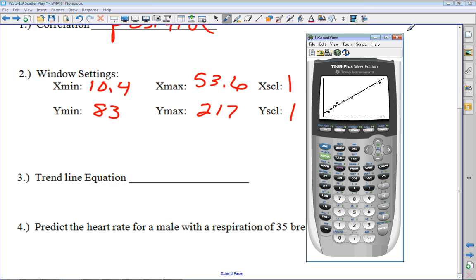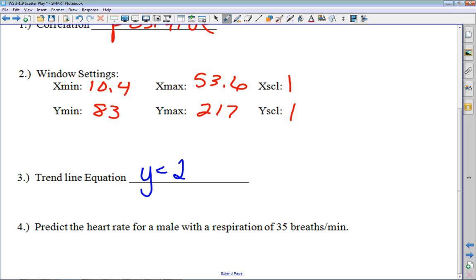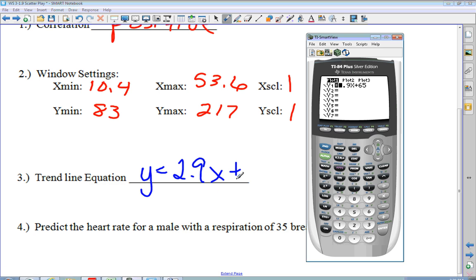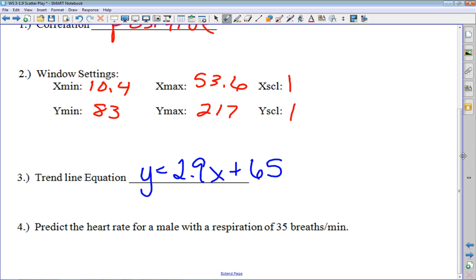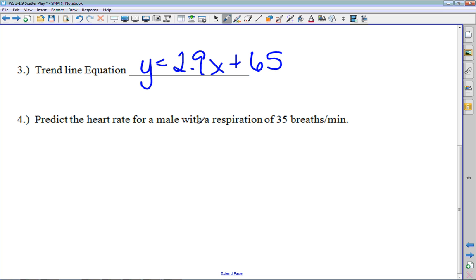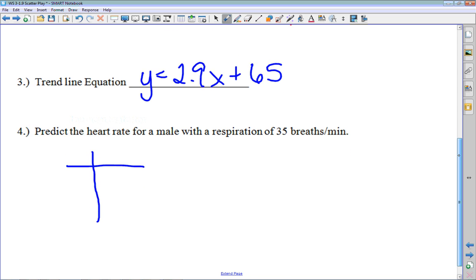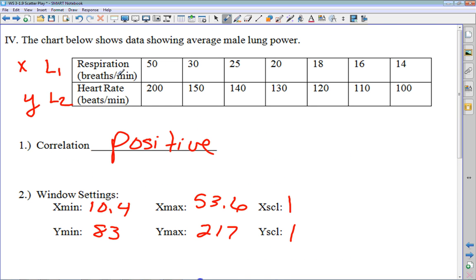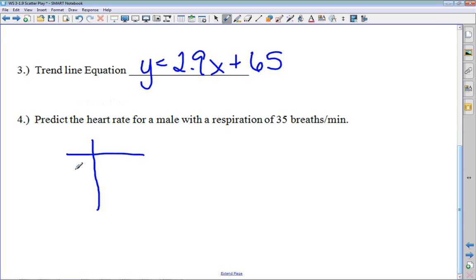So my equation for my trend line, remember, because a trend line is just an estimate, I have y equals 2.9x plus 65. Now, it says, predict a heart rate for a male with a respiration of 35 breaths per minute. Well, where does the 35 go? Breaths per minute goes in the X spot. So I'm going to put in there 35 right here in the X, and then my Y.